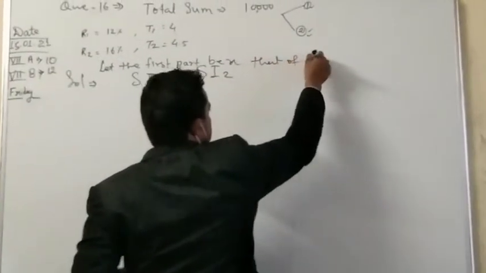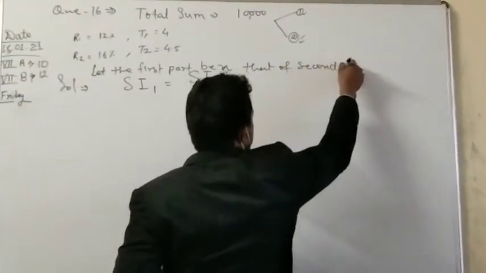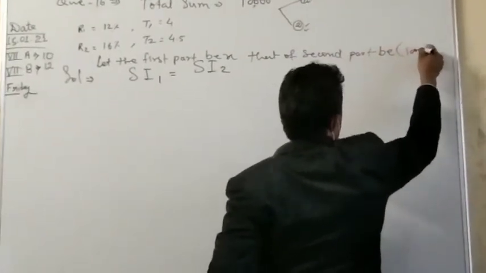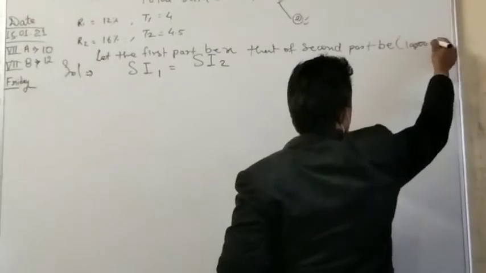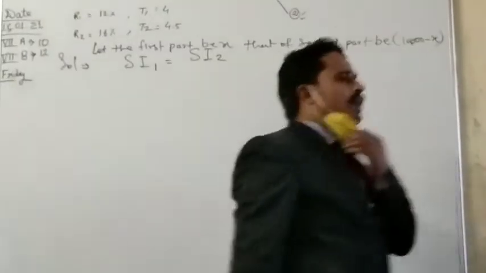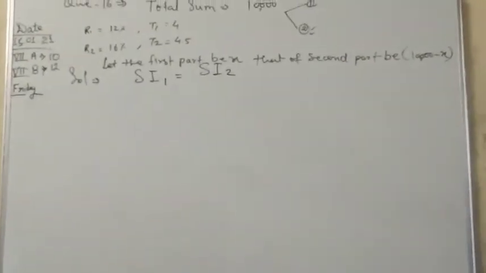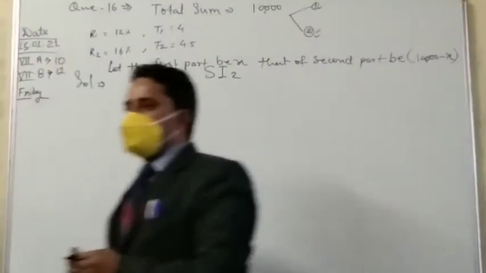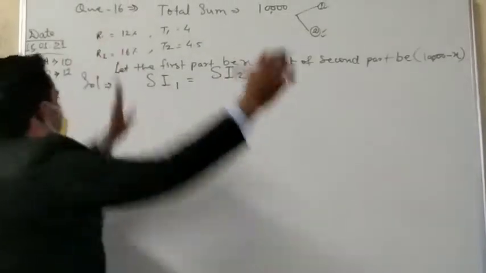and the second part be 10,000 minus X. As you know, whenever a sum is given, if the first part we are taking as X, then the second will be sum minus X, that is 10,000 minus X. This thing is clear to everyone.